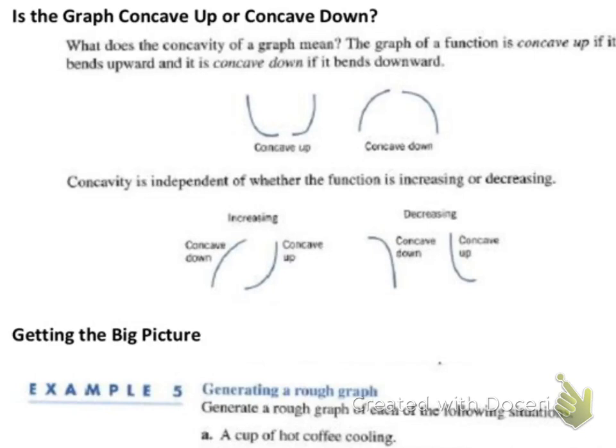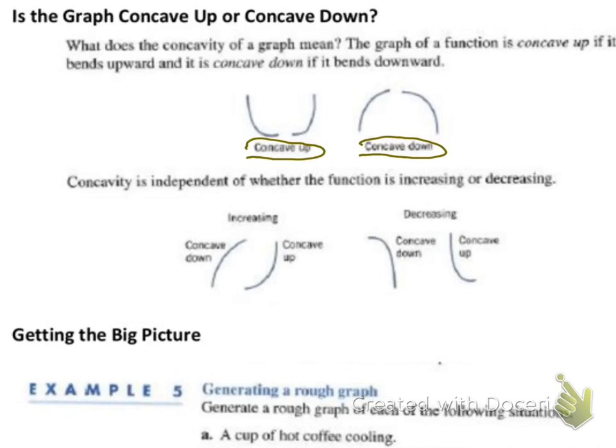Okay, concavity is another important feature of a graph. So this indicates concave up. See the kind of U? This is concave down. Okay, so concavity is independent of whether the function is increasing or decreasing. It's not an indication of increasing or decreasing. It's an indication of the shape.